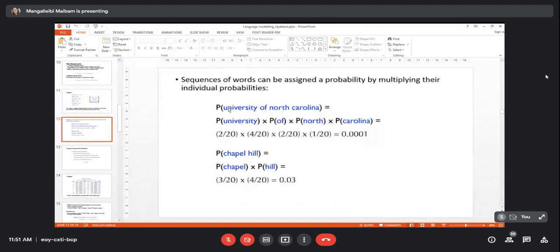Then moving on, see the example, University of North Carolina. This has been calculated and we got a value here. So for Chapel Hill also, you need to multiply these two corresponding probabilities and you will get the result.